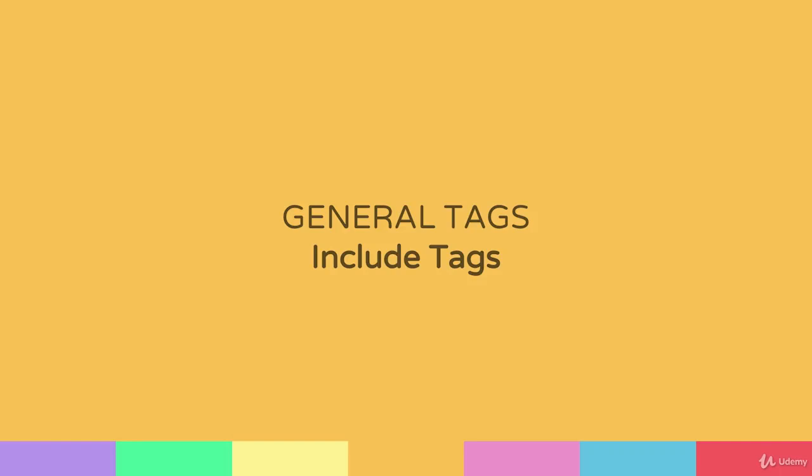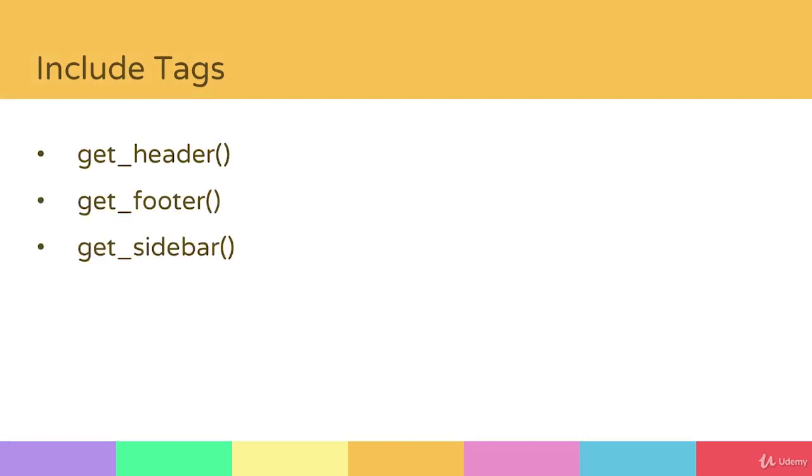The first group of general template tags that we're going to look at are include tags, and we've actually seen a number of these before. For example, the first couple ones of get header, footer, and sidebar are ones that we've already seen when we were working with template files, since we needed them to include our template files, we've already used them. We've also already looked at some of the parameters that are possible with them, but we'll take a deeper look at that in a moment.